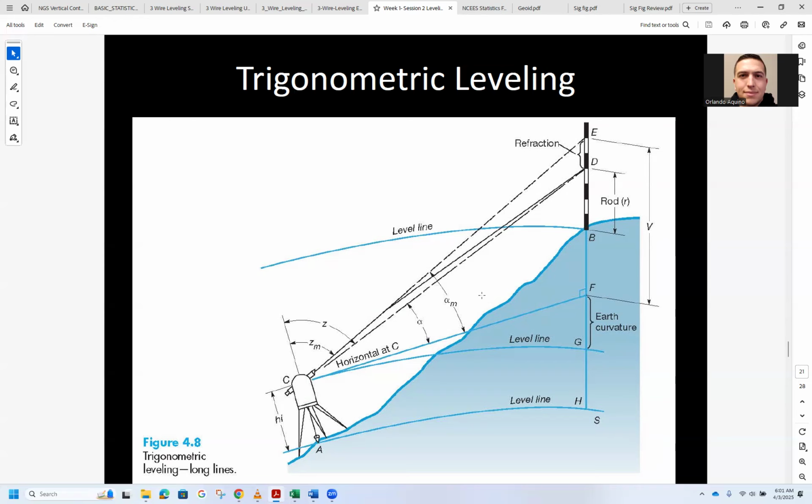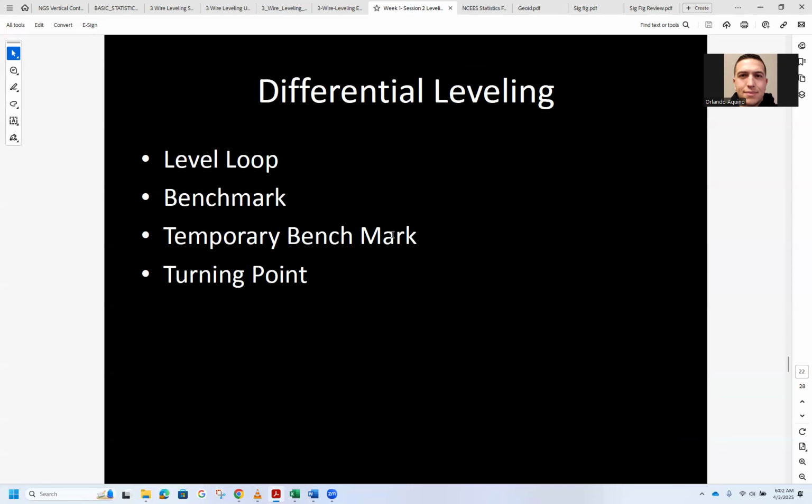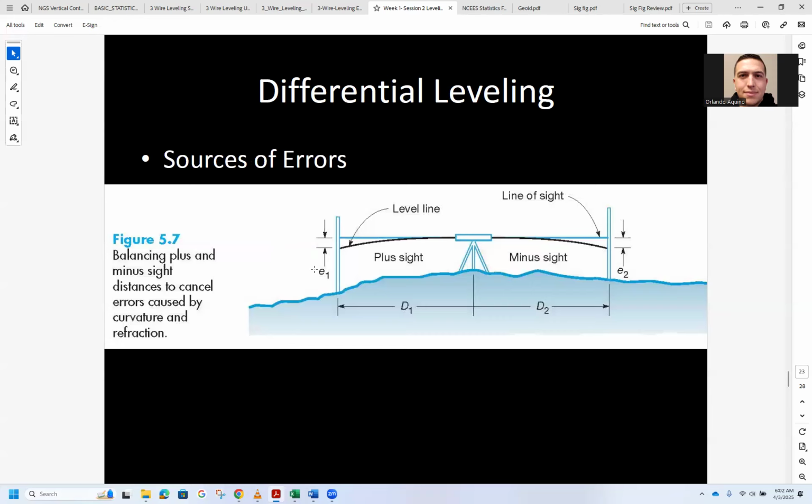And we don't really have to deal with any of this unless it becomes more than, I would say, anything over 400 feet. That's where you have to deal with that curvature and refraction type of work. So again, differential leveling: we have level loop, benchmark, turning point, and temporary benchmark. Those are what we use for the definitions. And when we have sources of error, that is because of the line of sight, and balancing these can be the tricky part.